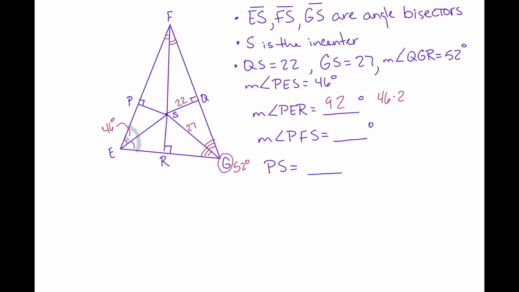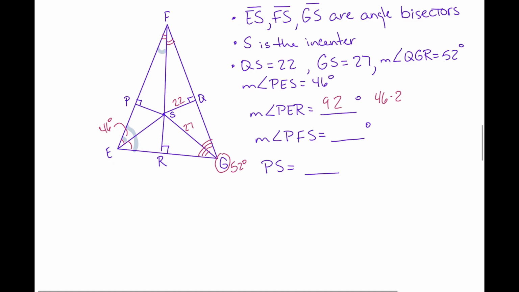PFS, which is this part right here. I know my whole triangle, all my angles together, are 180 degrees. Well, I know the angle E, the whole big angle that we just found, is 92. And I know that the big angle G is 52. So we need to figure out what is the big angle F and then find half of it.